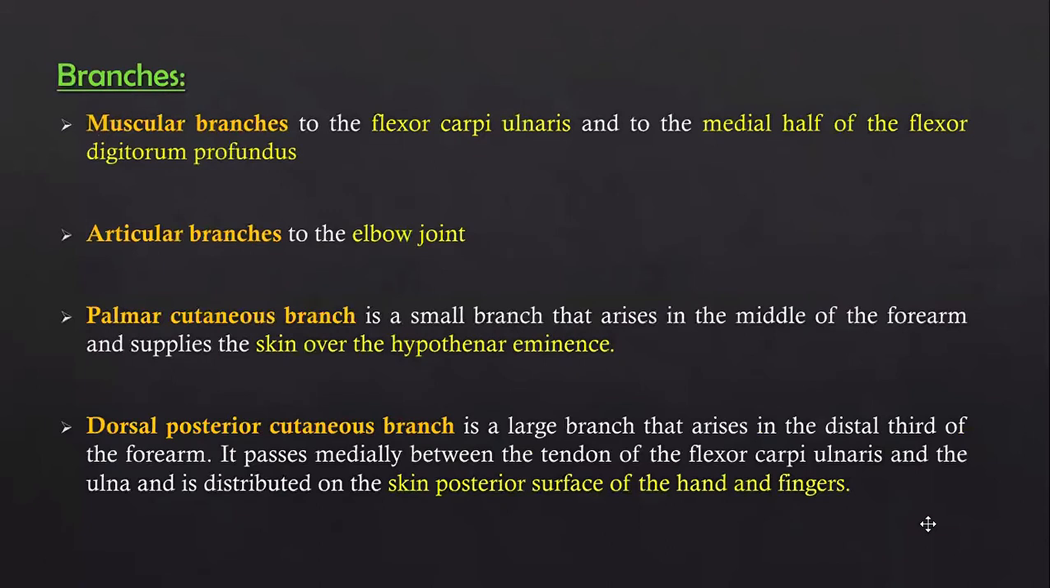So for the branches of the ulnar nerve, there are muscular branches to the flexor carpi ulnaris and to the medial half of the flexor digitorum profundus. It gives off articular branches to the elbow joint and the palmar cutaneous branch, or sensory innervation to the skin over the hypothenar eminence, the medial half of the palm. And it also gives off the dorsal posterior cutaneous branch, which is distributed on the skin of the posterior surface of the hands and fingers.